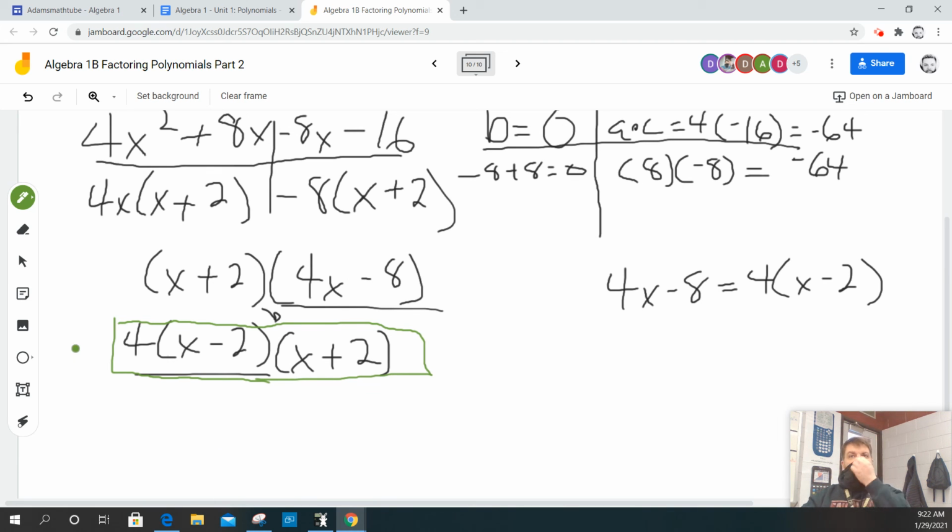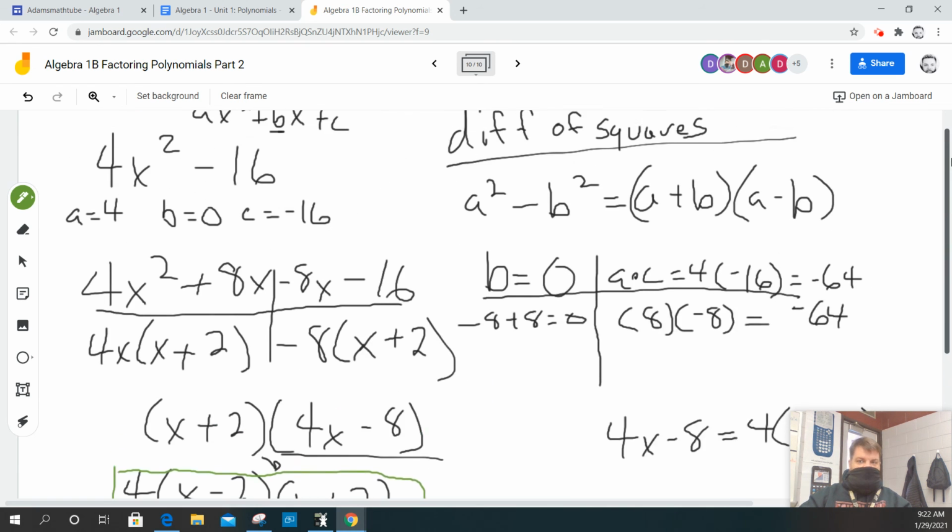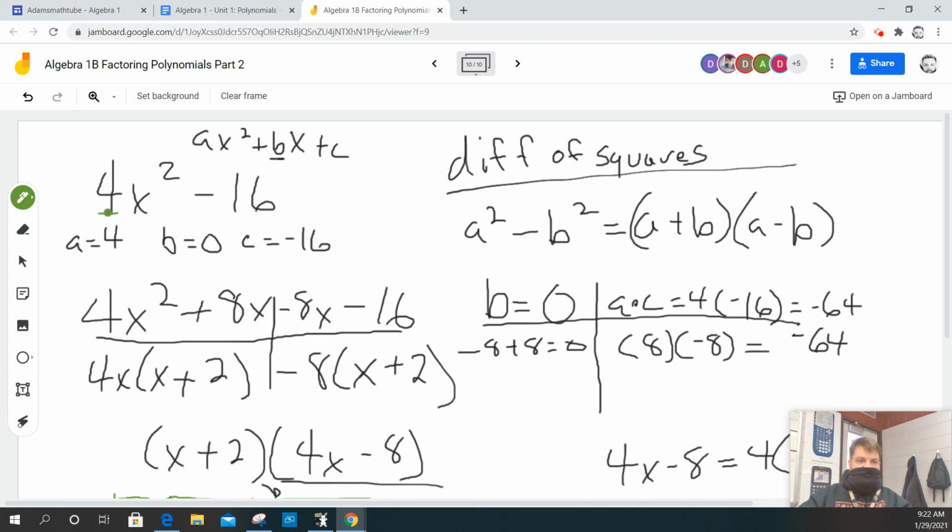Either way you do it, you'll get the answer, but sometimes you've got to go back and pull things out. If I'm honest with you guys, Mr. Adams didn't think to pull it out, because at the top I could have pulled out the 4, right? This is divisible by 4. This is divisible by 4.